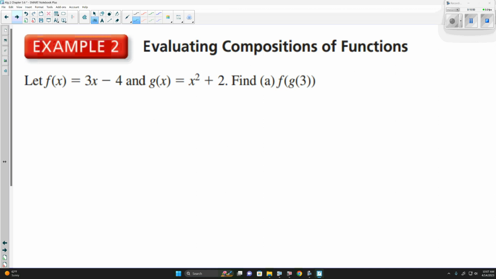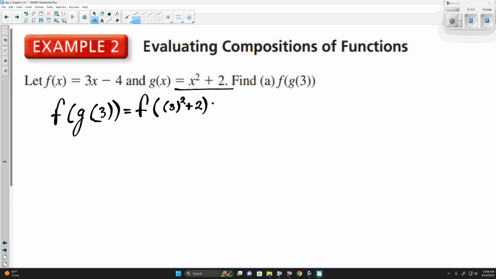Let f of x be 3x minus 4 and g of x be x squared plus 2. We want to find f of g of 3. Now this time, instead of having x, having a variable, we have a number. So we're going to plug 3 into g of x. So that would give us 3 squared plus 2.